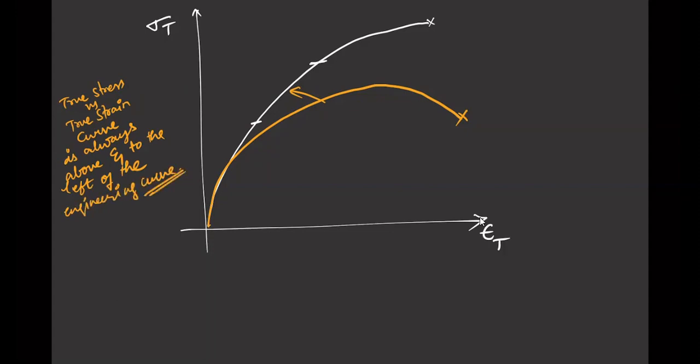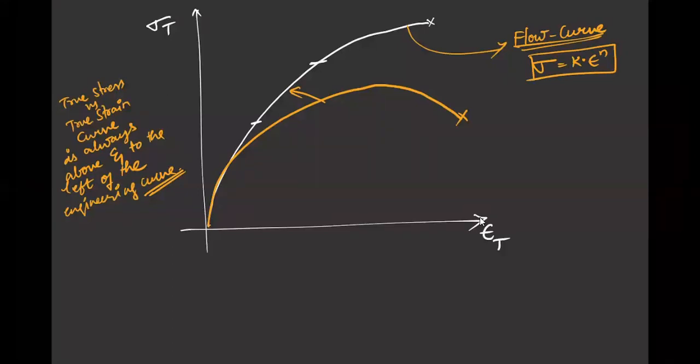Now there should be some equation, right? We usually try to fit some math equation to a curve. That's called curve fitting, right? This is known as the true stress to true strain curve, or it is also known as the flow curve. So for the flow curve, the equation is sigma equal to k into epsilon power n.